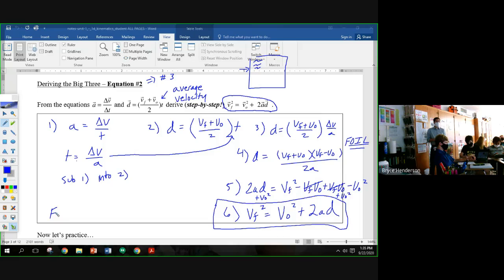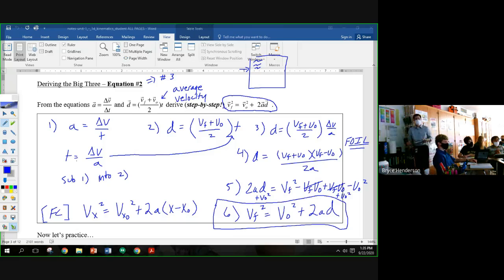The other thing about the formula chart, I'm going to put it here. The way they write this equation is a little different. They put v sub x squared equals v sub x sub o squared plus 2a times x minus x sub o. So if you want to, put that next to it. This is the formula chart version. This is kind of the way we'll do it, easy mode to start.